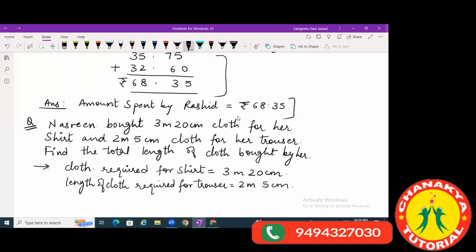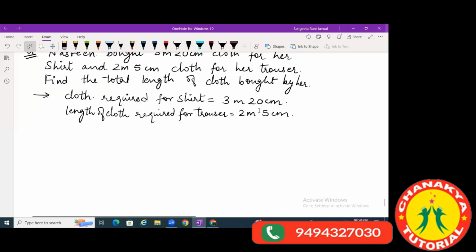Now next. Harshit, what will we do next after these statements? Ma'am, we should add both the lengths of cloth. Okay. So I can write here 3 meter 20 centimeters. One thing I can do, I can just add them.